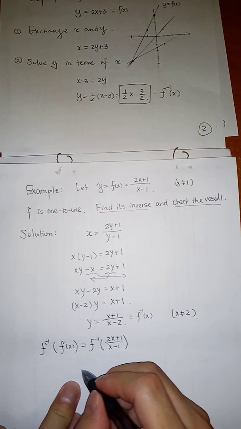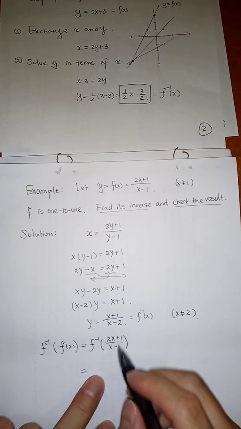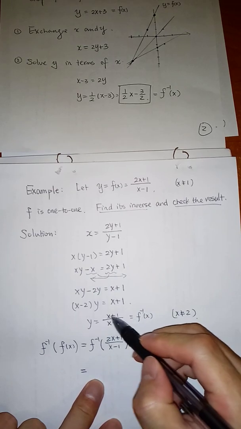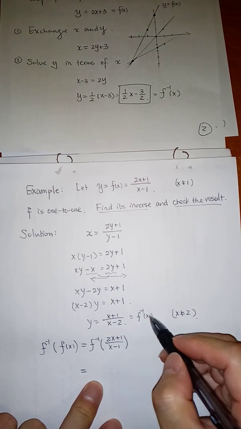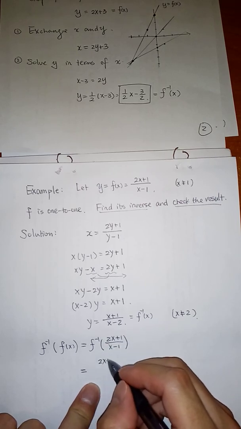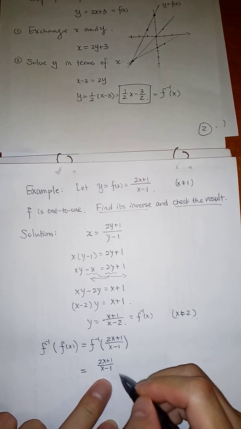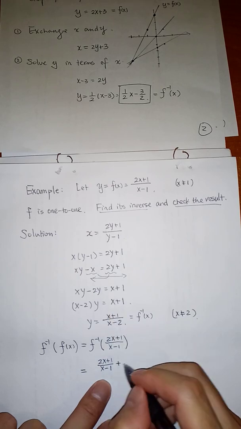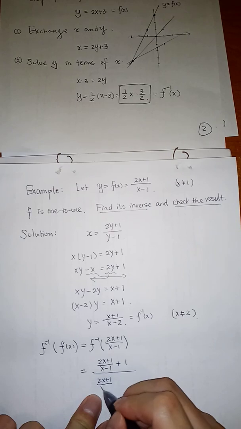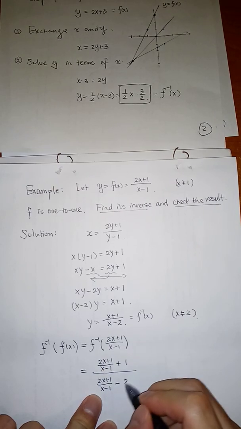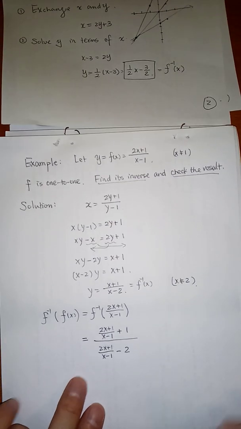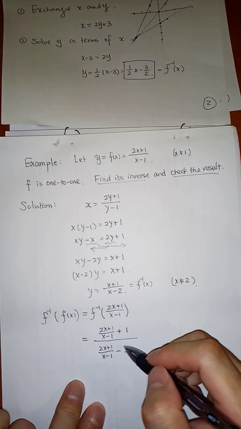Okay, now let's see. The computation is a little bit tedious. So f inverse of x is (x plus 1)/(x minus 2). So whenever you see x, you use this complex formula: (2x plus 1)/(x minus 1) plus 1, over (2x plus 1)/(x minus 1) minus 2. So this is our formulation, and we are going to simplify it, see if it is equal to x.